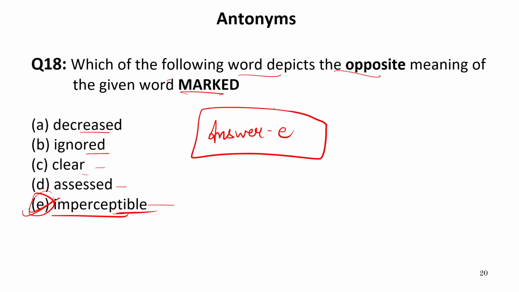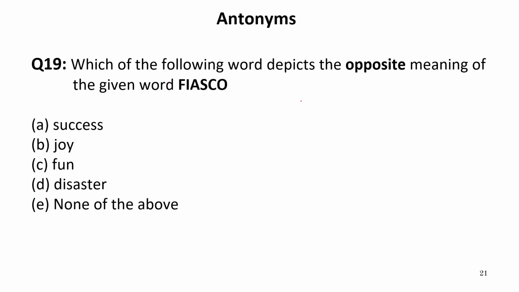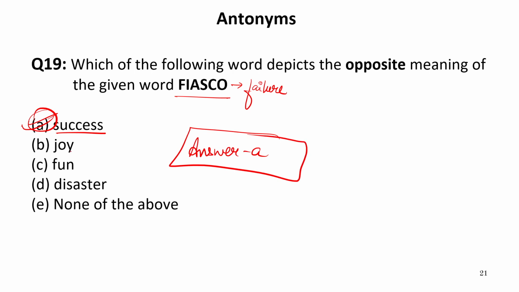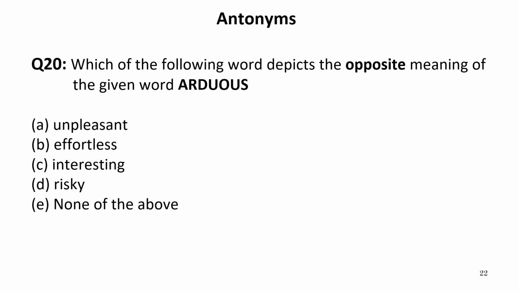Now let us move to the next one. We have to tell the opposite of the word fiasco. Now fiasco means failure. If it means failure, so the opposite of it will be success, obviously. So our answer is A, that is success. Now let us see other options. Joy, fun, disaster. Disaster can be the synonym of this particular word. Joy and fun are not the closest antonym. Success is the closest antonym of this particular word.